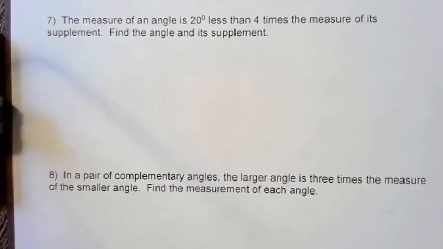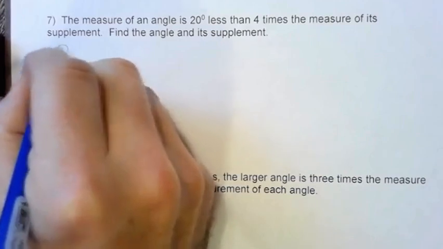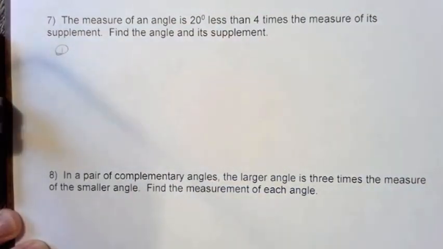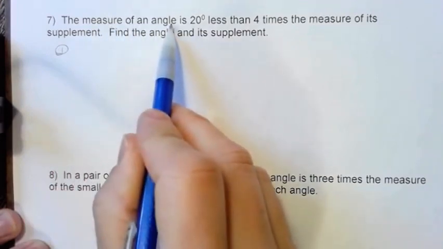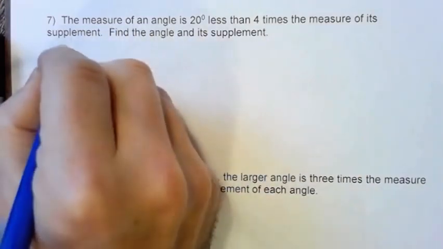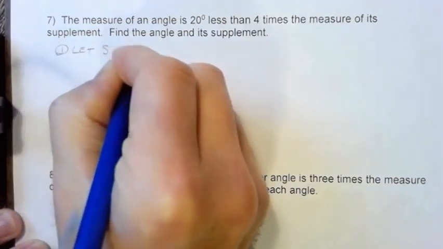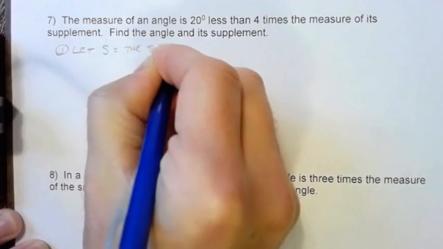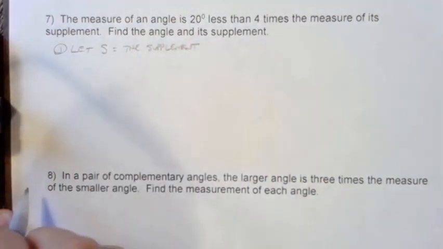In our next problem, we're told that the measure of an angle is 20 degrees less than 4 times the measure of its supplement. Find the angle and its supplement. So again, two different angles that we're looking for. So I'm going to make two let statements in the first part of my problem. Reading carefully, I know something about the measure of the angle, but I don't know anything about the supplement. So let S equal the supplement. S represents the measure of the supplement of our original angle.